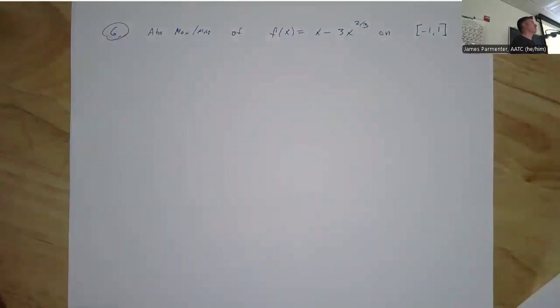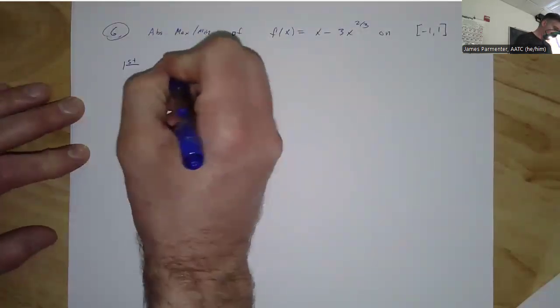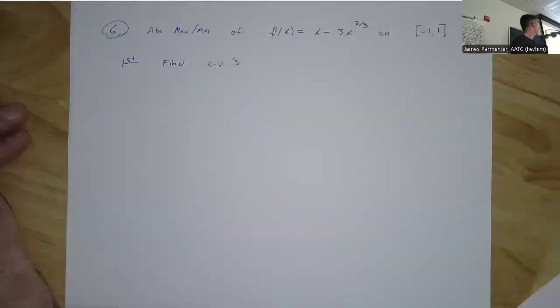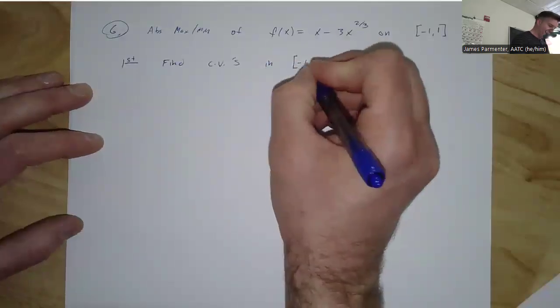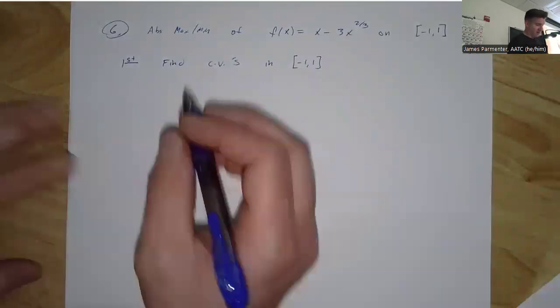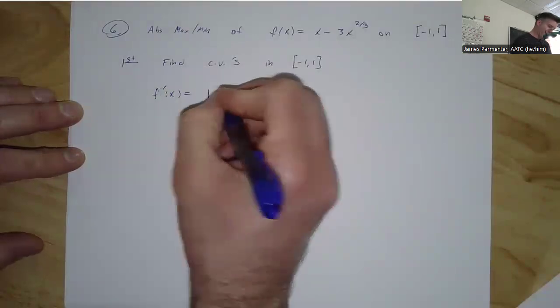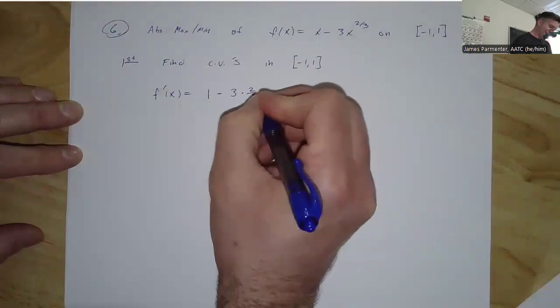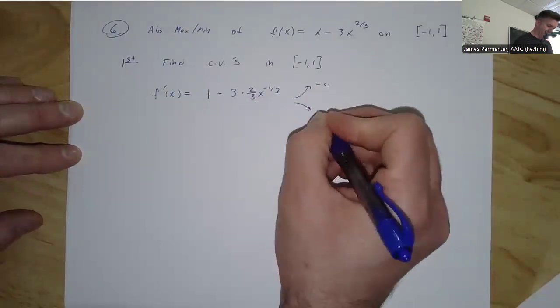What's our first step? We're going to find critical values. Specifically, we're going to find critical values in the interval. So if you end up getting a critical value of 4, we don't care. The only critical values we care about are ones that are between -1 and 1 for this particular problem. All right, so we take our derivative. So f prime of x is going to be 1 minus 3 times 2/3 x to the -1/3. And either see where that's equal to 0 or see where it's undefined.